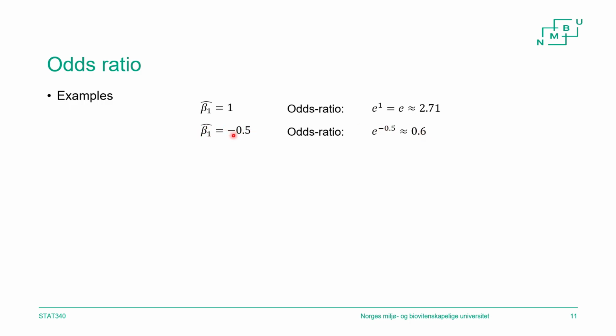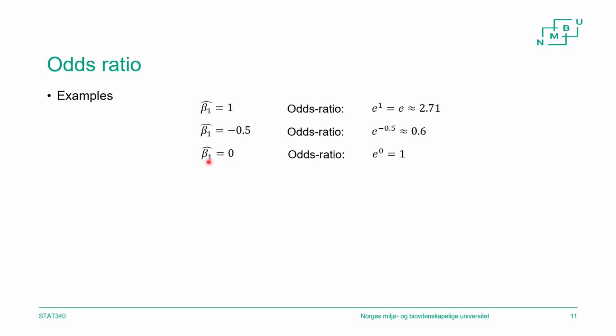And notice it's exactly the same. If beta 1 is positive, the target probability grows. So it's an increasing function. If beta 1 is negative, the target probability drops. It's a decreasing function. So the sign of beta 1 is the same as when it was a slope, but it's not really a slope anymore, it's an odds ratio.